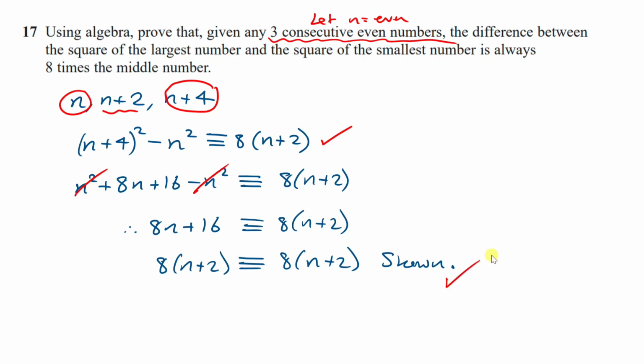For any proof type question, you always get something that involves even numbers or odd numbers. So it's always good to write exactly what that means in terms of n, and it helps a lot, trust me. So let's move on to 18.